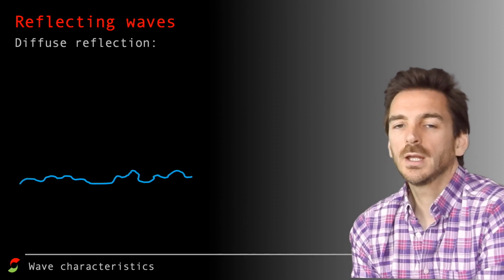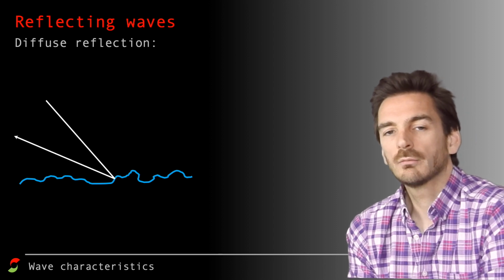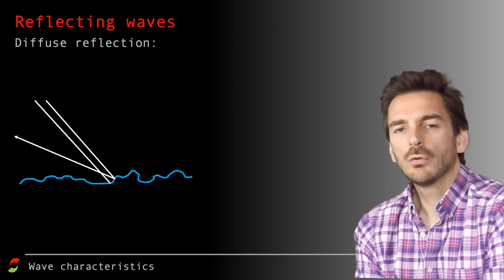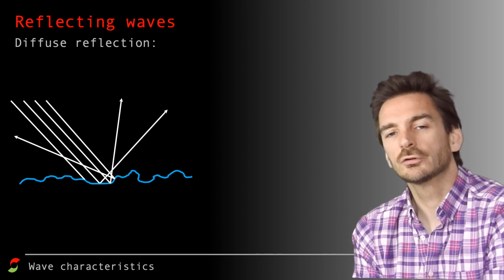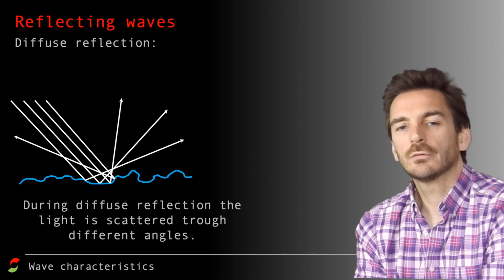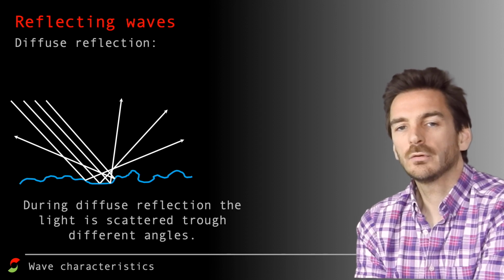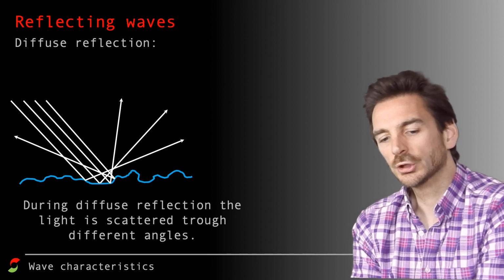Diffuse reflection is slightly different though, because the rays of light that reflect off the surface all scatter or reflect off in different angles, and what you get there is a duller reflection, and is very, very different to specular reflection, but that gives you the idea about why surfaces that are dirty and uneven look dull.